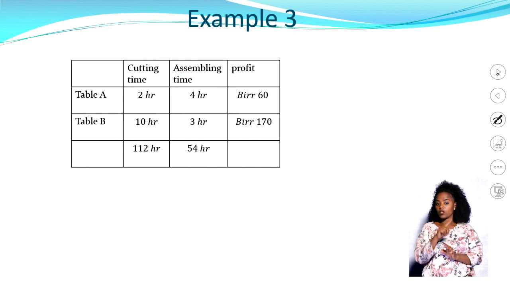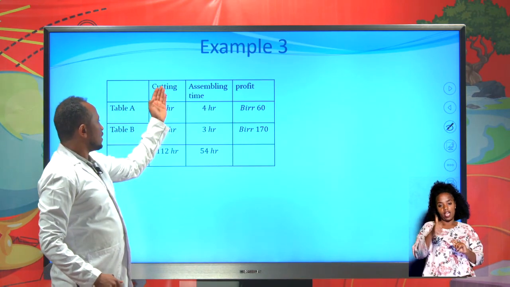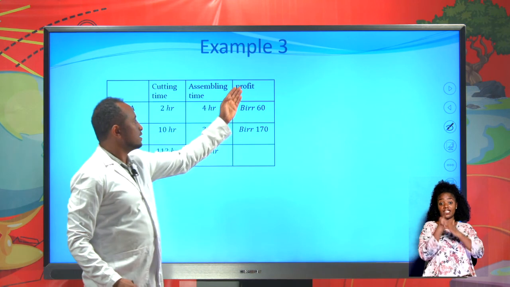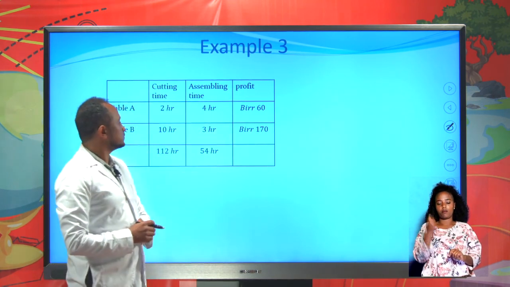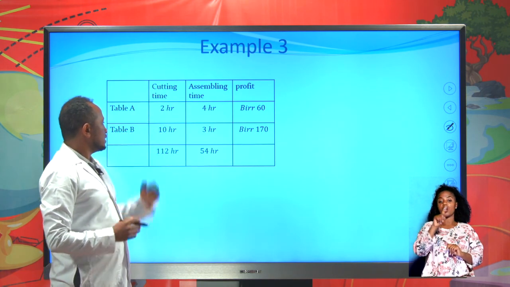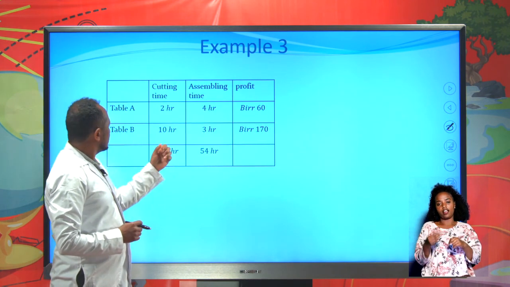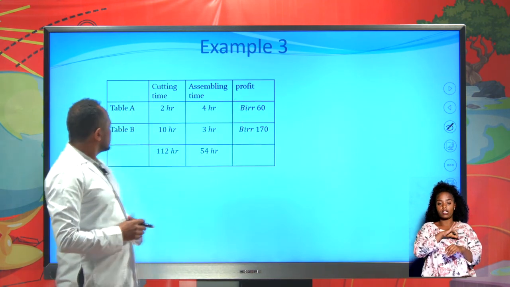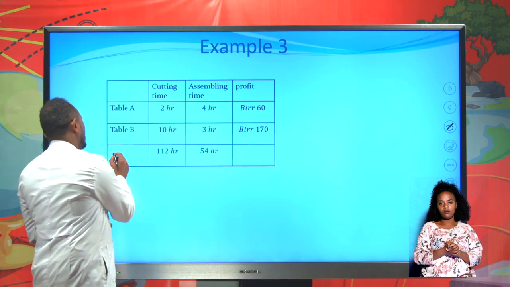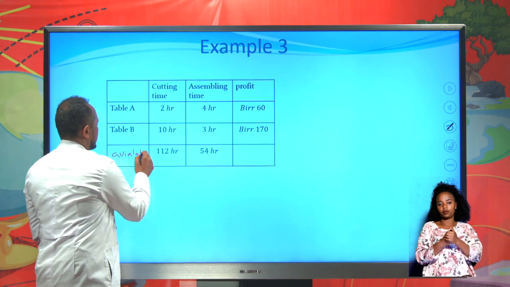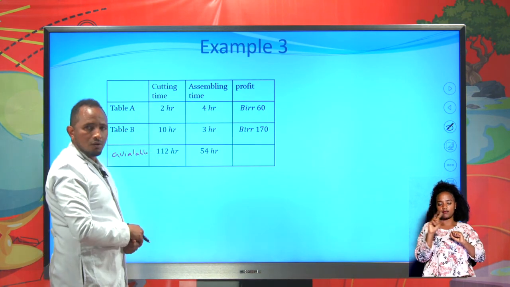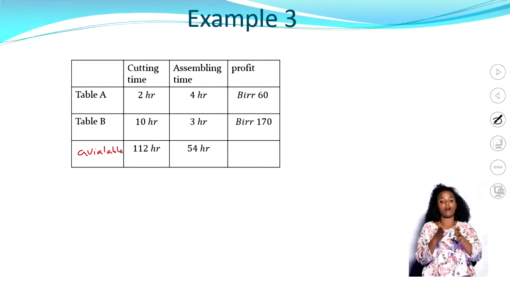For table A, it requires 2 hours of cutting time and 4 hours of assembling time, and from a single table A you get a profit of 60 birr. For table B, it requires 10 hours of cutting and 3 hours of assembling time, so you get 170 birr of profit from table B. Here, the available time: for cutting, the company has 112 hours of labor, and for assembling, it has 54 hours.